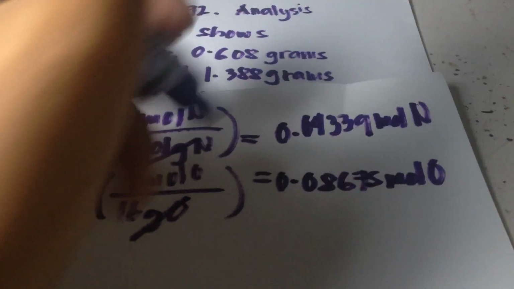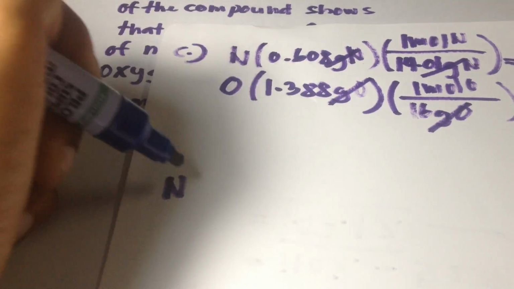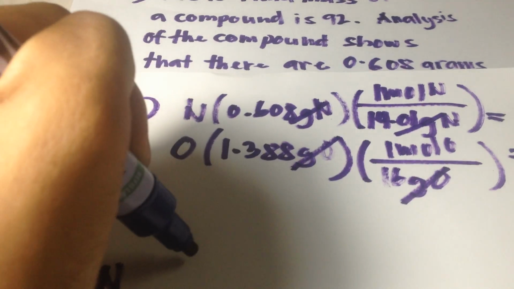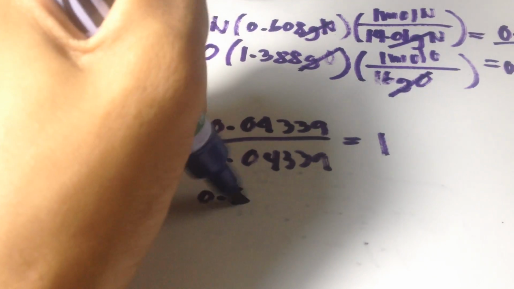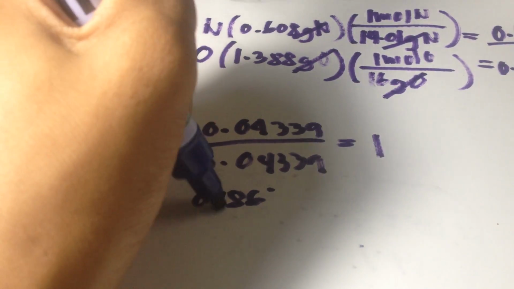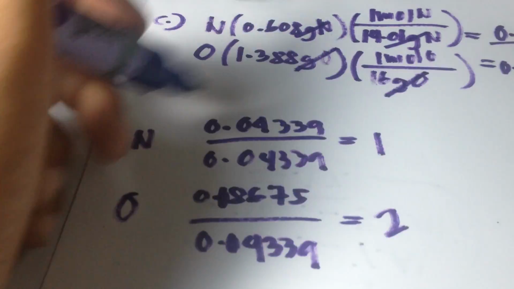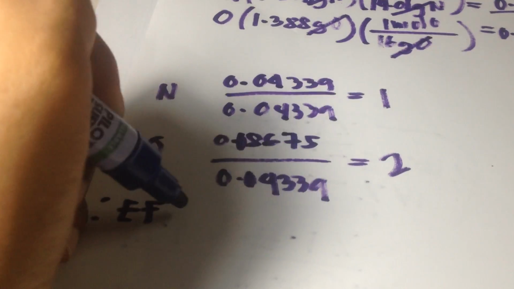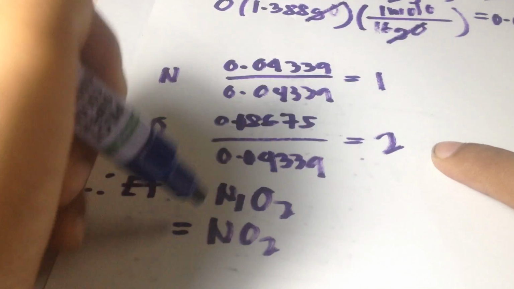Okay, which is the lower? The lower is nitrogen. So nitrogen has 0.04339, and 0.04339 divided by 0.04339 is equal to 1. Oxygen has 0.08675, and 0.08675 divided by 0.04339 is equal to 2. So the empirical formula, with nitrogen having subscript 1 and oxygen subscript 2, is NO2, nitrogen dioxide.